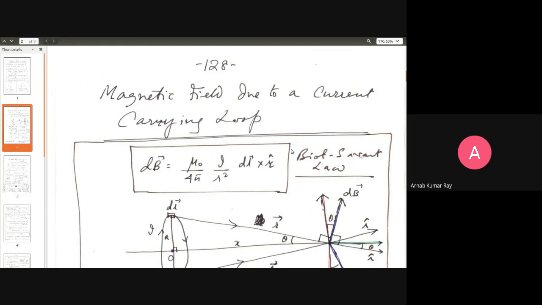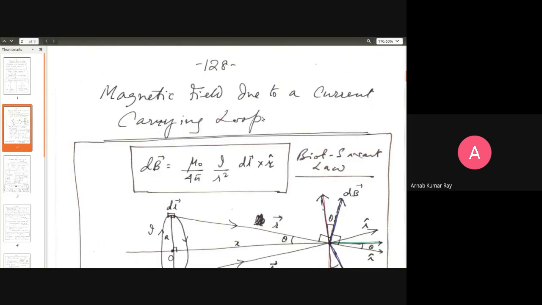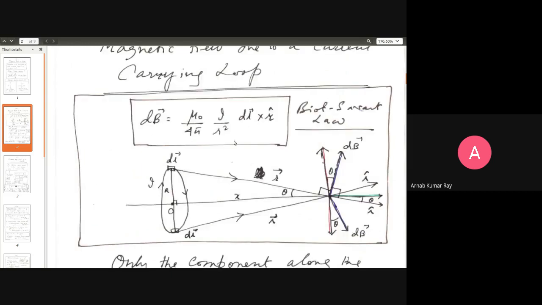Earlier, by the application of the Biot-Savart law, we were able to find the magnetic field due to a long straight conductor, an infinitely long wire. But instead of an infinitely long wire, we now have a closed circular loop wire carrying a current. What will be the magnetic field due to the current carrying loop? Of course, we will have to apply the Biot-Savart law, which I have discussed already. This is the Biot-Savart law: mu naught by 4 pi into I by r squared, dl cross r cap.